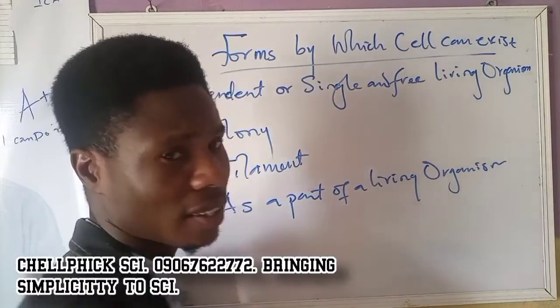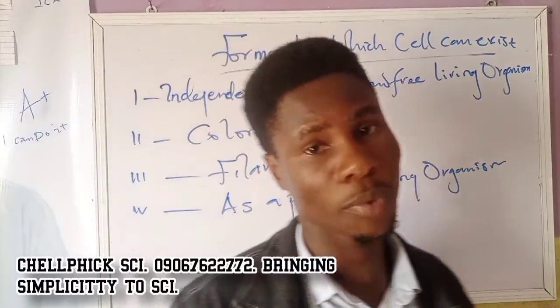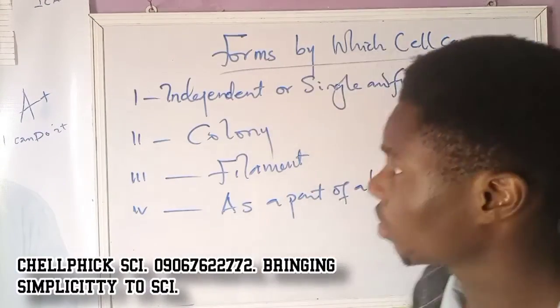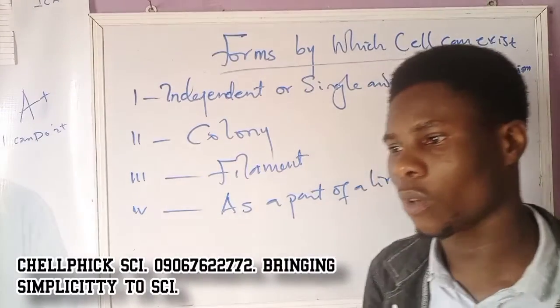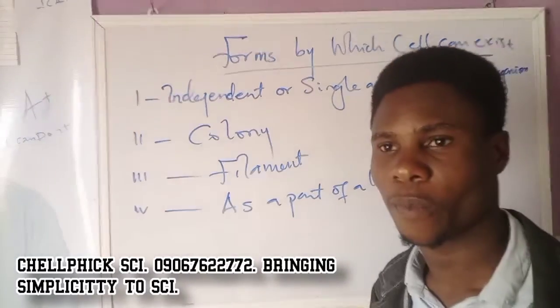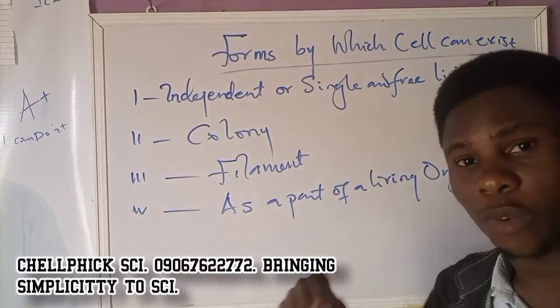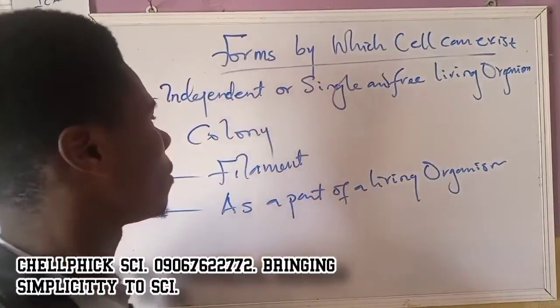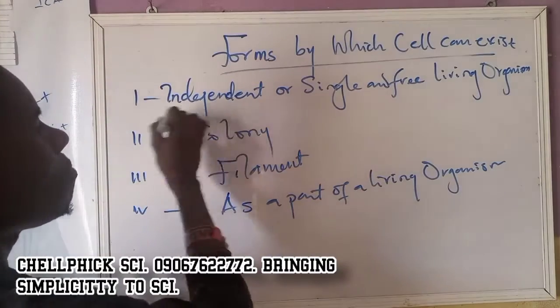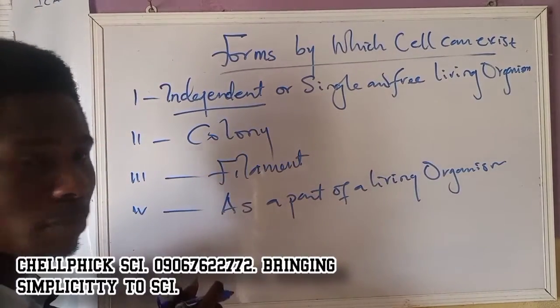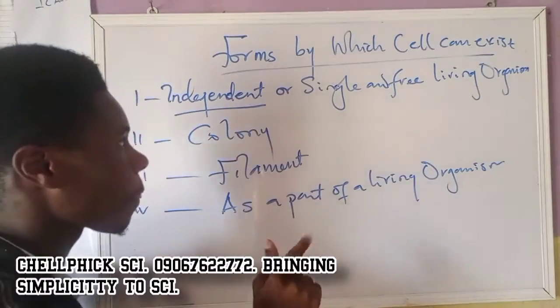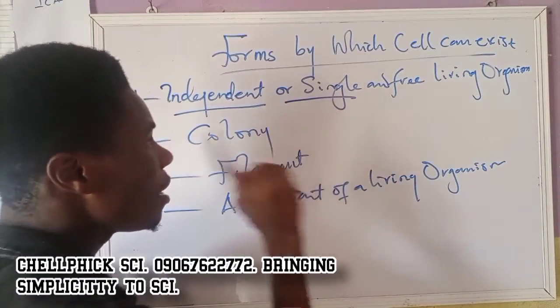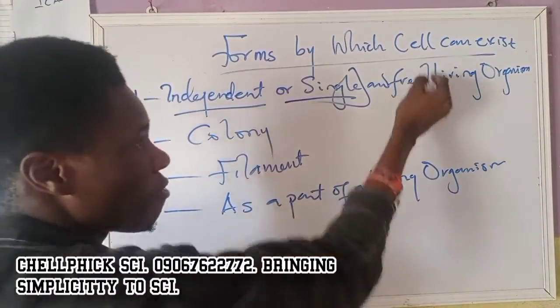Now, what do we mean by this? This is very simple. It is trying to tell us the different ways by which a living cell could survive, the different ways by which we can see a cell. We can see a cell in an independent form, that is, being alone, single or free.